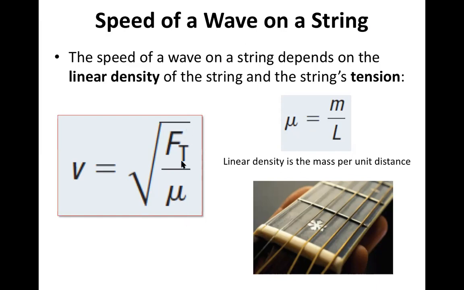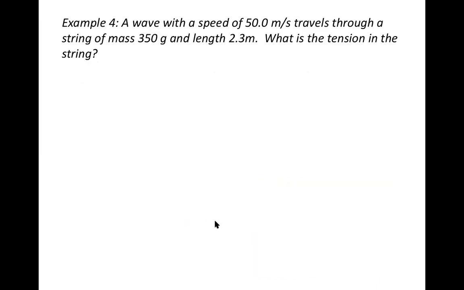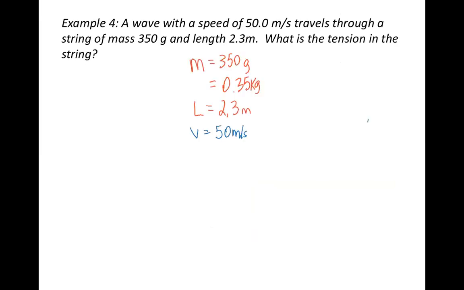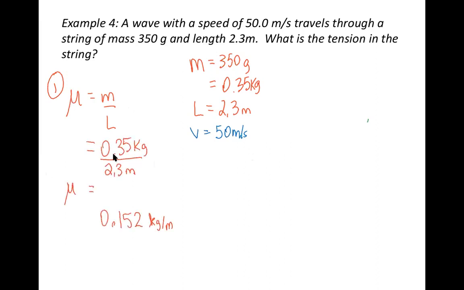And you have to use SI units for all of these quantities. In this example, we have a guitar string, and we want to find the tension in the string given the mass, length, and the wave speed in the string. So we can connect mass and length to get linear density. Mu equals 0.35 kilograms divided by 2.3 meters. Did you see that I converted right away to SI units? It has to be SI units. Mu is 0.152 kilograms per meter.